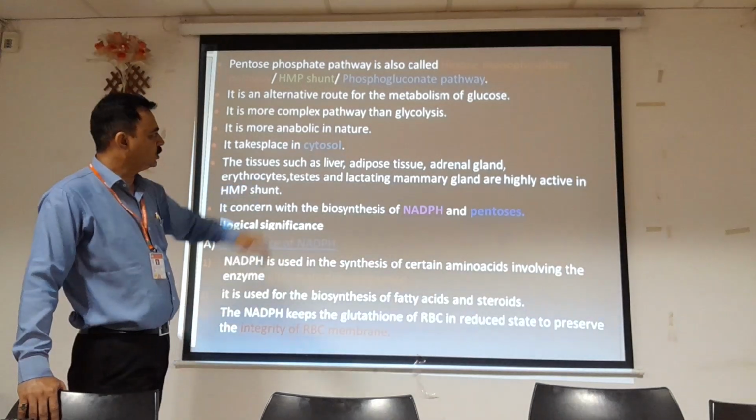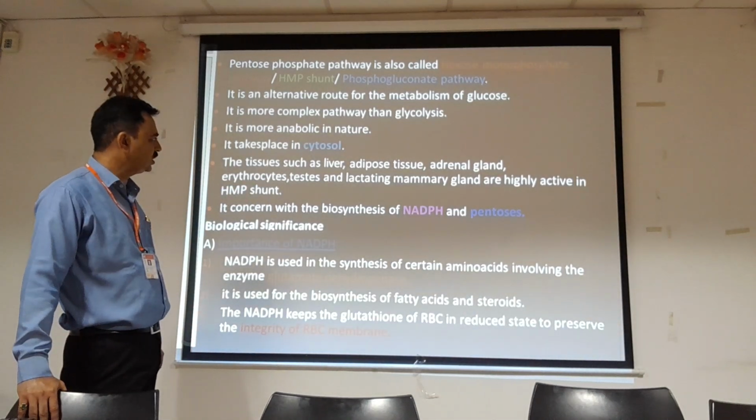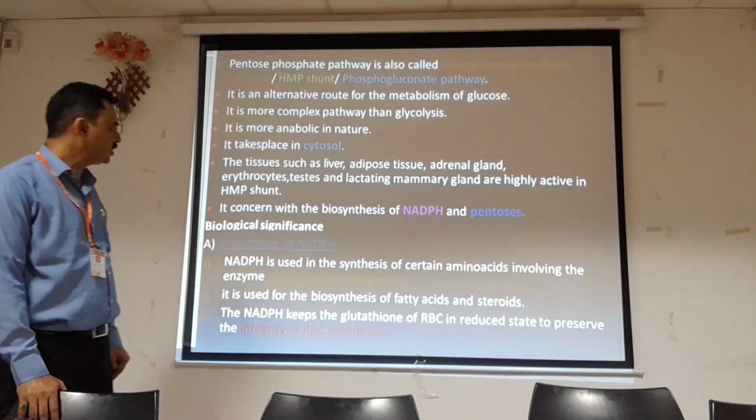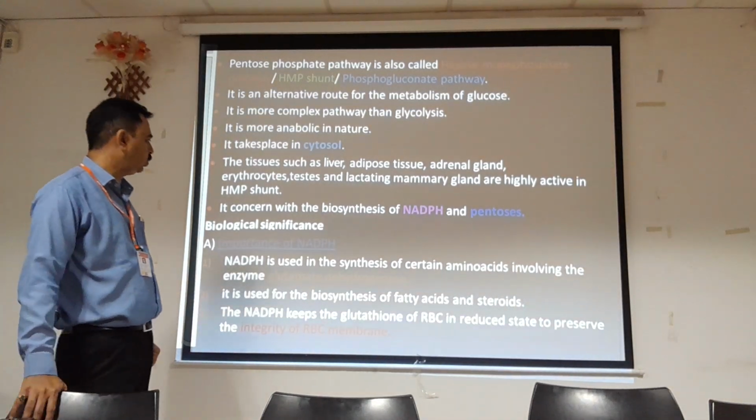Tissues such as liver, adipose tissue, adrenal gland, erythrocytes, testes, and lactating mammary glands are active in HMP shunt. It concerns with the biosynthesis of NADPH and pentoses.